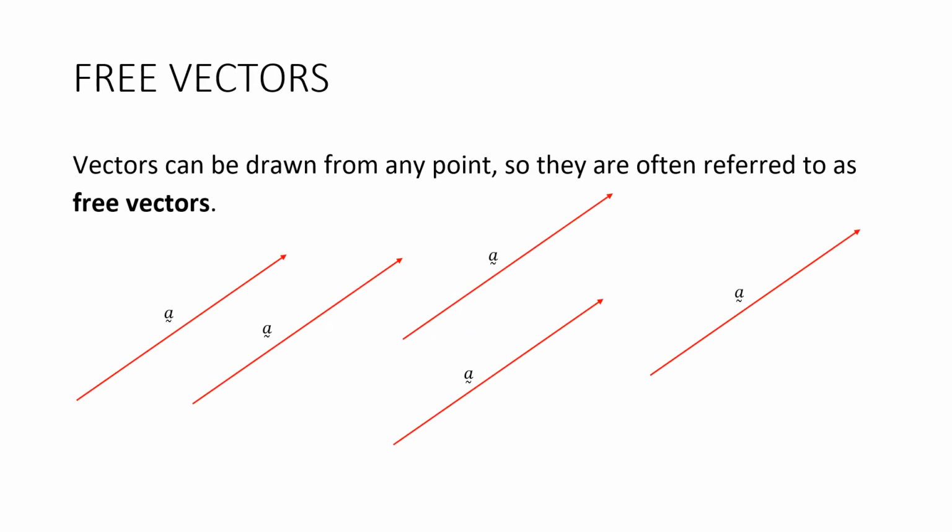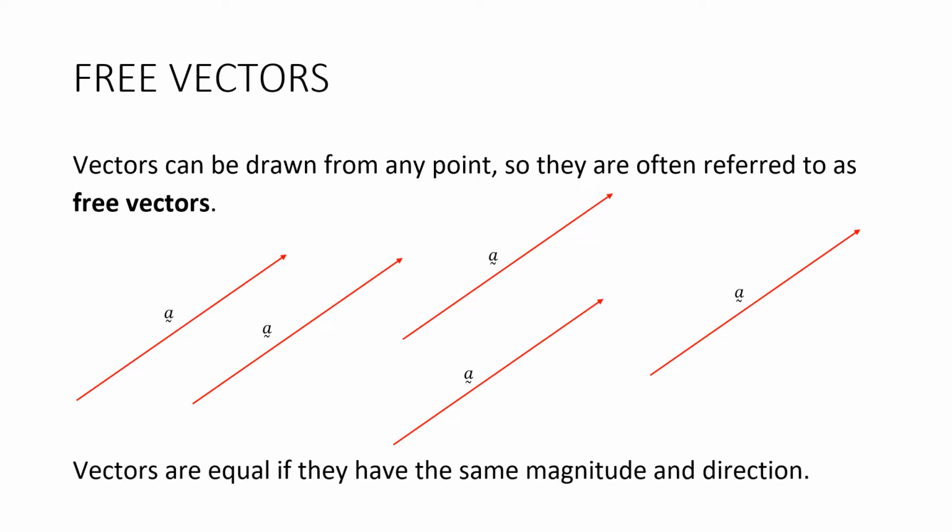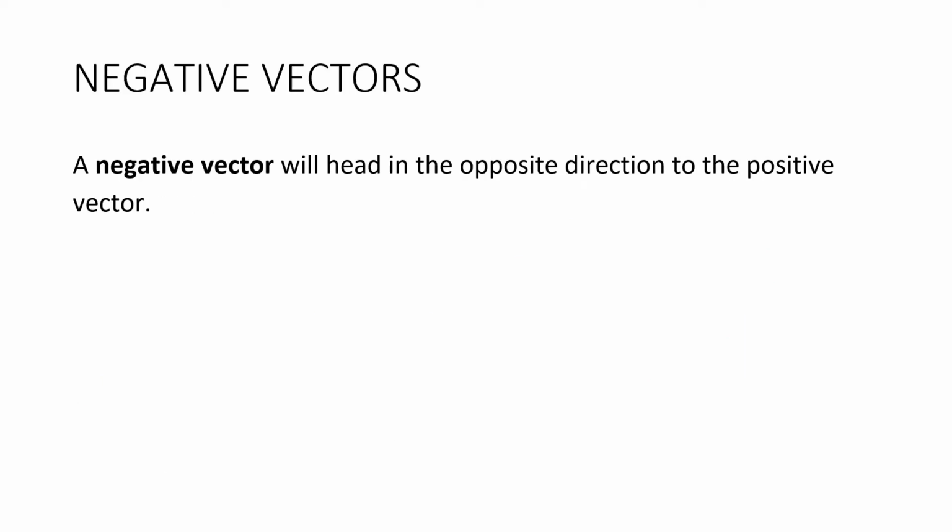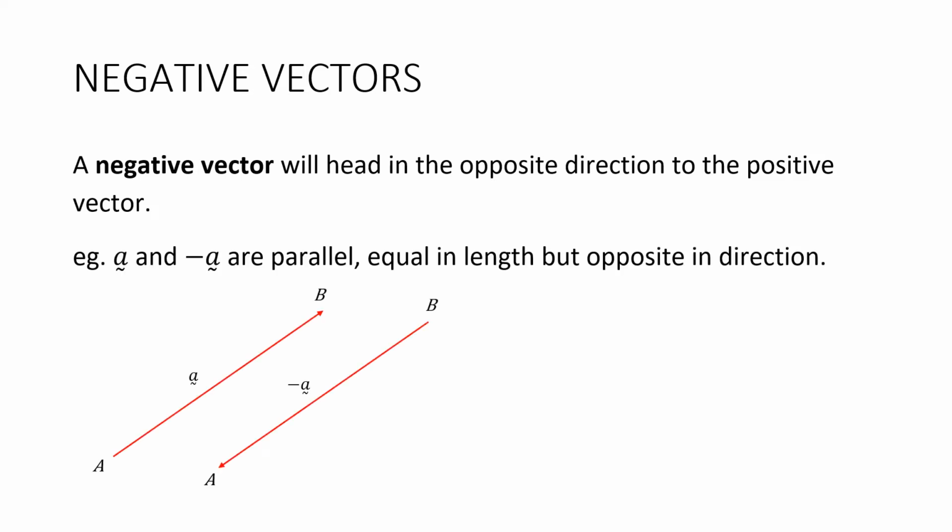Now vectors can be drawn from any point, so they're often referred to as free vectors. And all of these vectors are equal because they have the same magnitude and the same direction. A negative vector will head in the opposite direction to a positive vector. So in this case here, A and negative A are parallel. They are equal in length but opposite in direction. And we could say that BA is the negative of AB.